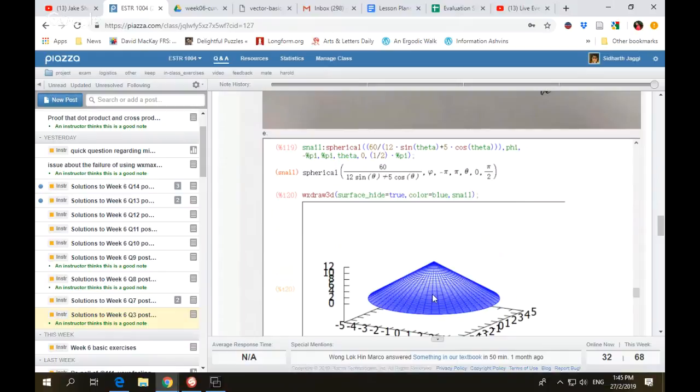Now his phi goes from minus pi to pi, so his phi's are all the way around the circle, right? And his theta goes from 0 to pi by 2. When theta is equal to 0, it's right at the top of the cone. When theta is pi by 2, it's right at the bottom of the cone. Then he has to figure out the radius as a function of theta and phi, and that's fine. That's a valid parameterization.